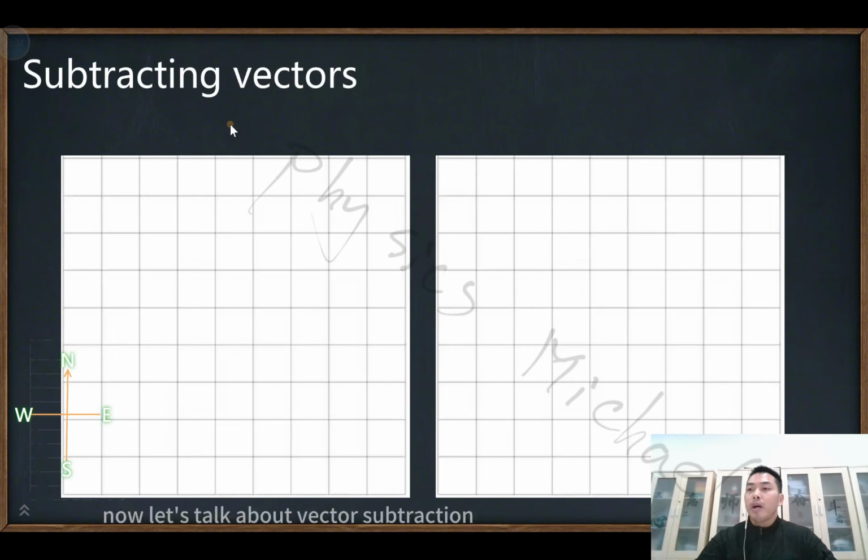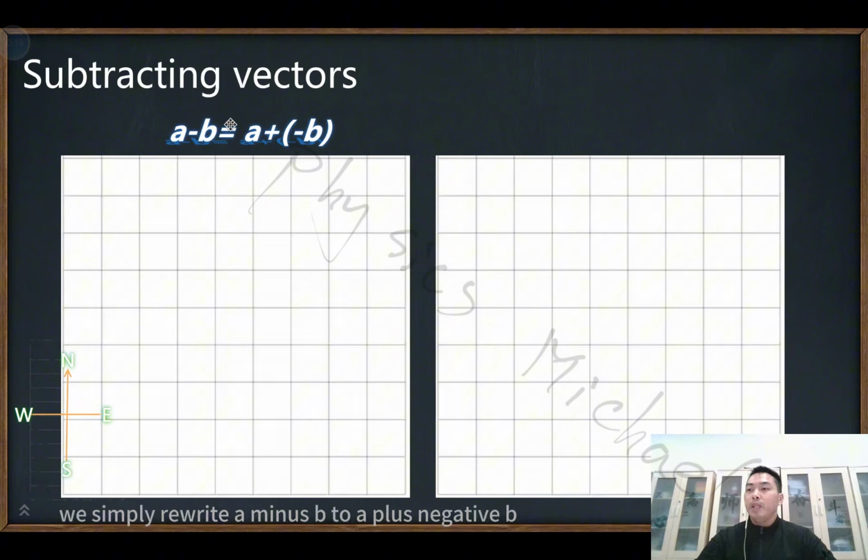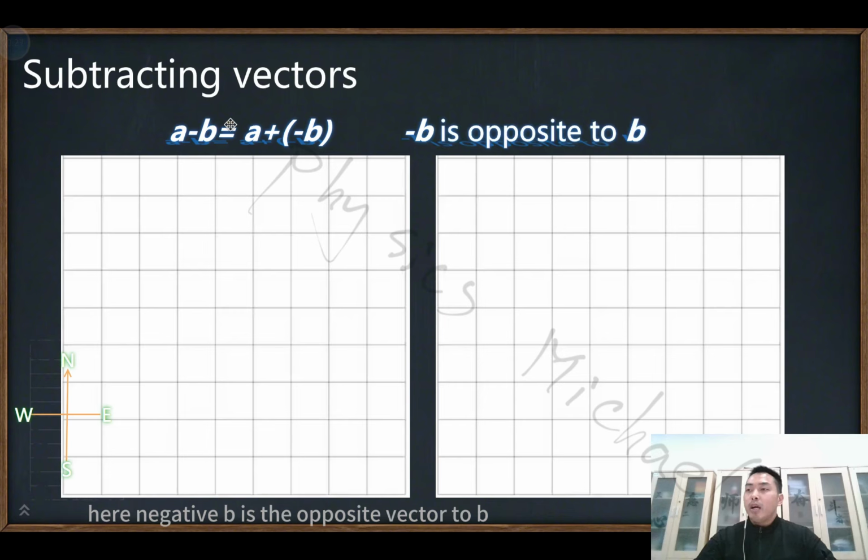Now let's talk about vector subtraction. Subtracting a vector means finding the difference between two vectors, which is useful for relative displacement or relative velocity. If we want to find the difference of two vectors, for instance, a minus b, we simply rewrite a minus b to a plus negative b. Here, negative b is the opposite vector to b with the same magnitude. Then things become easy because it is transformed to vector addition again.